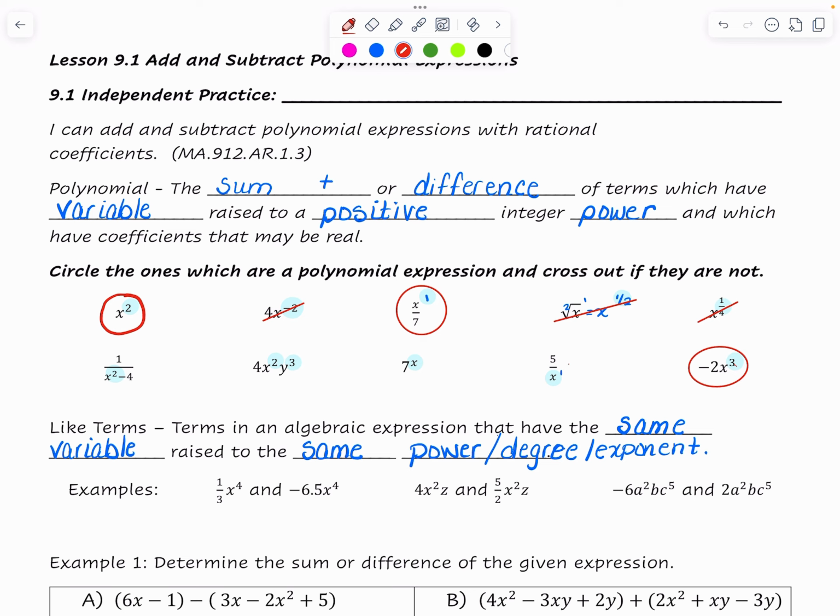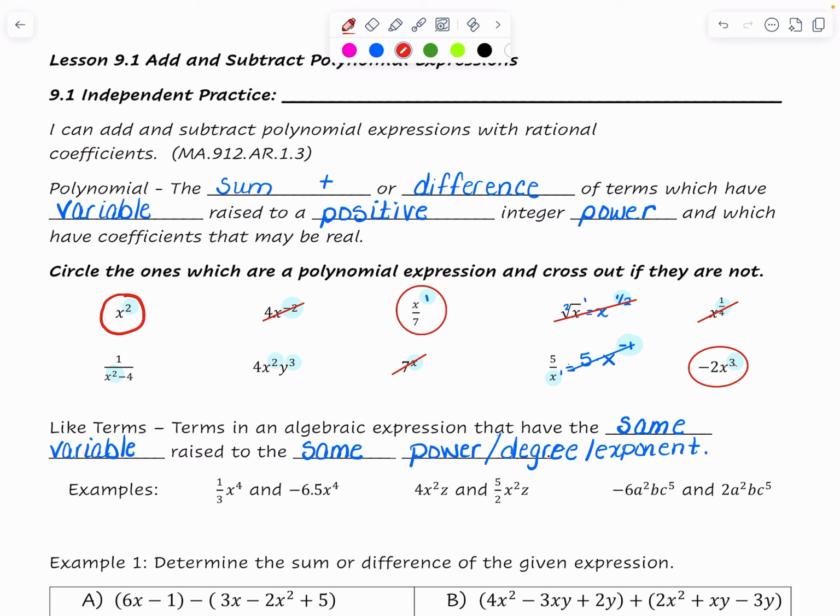The reason that this one doesn't work is because if I rewrite it, it would be 5 times x to the negative 1 when I move it to the numerator. So x, the exponent, cannot be a negative number. Whenever you see that x in the denominator, this will not be a good polynomial term. 7 to the x, this x right here needs to be a positive whole number. We don't know what x is, so we're going to say, nope, that's not a good polynomial term.